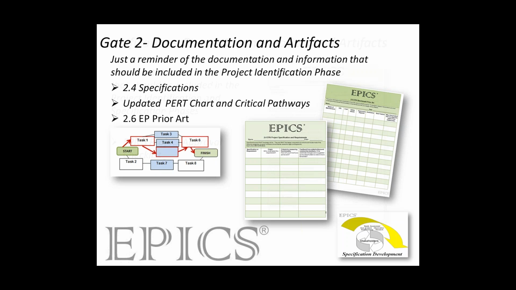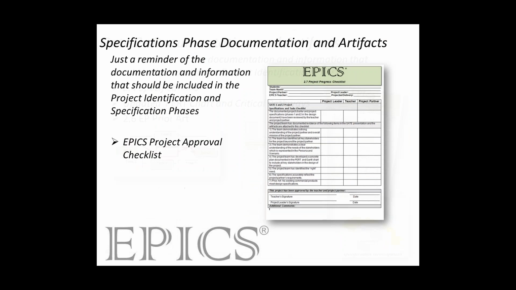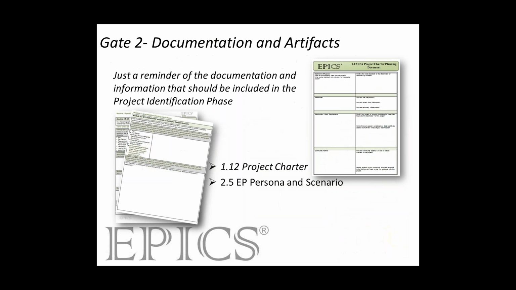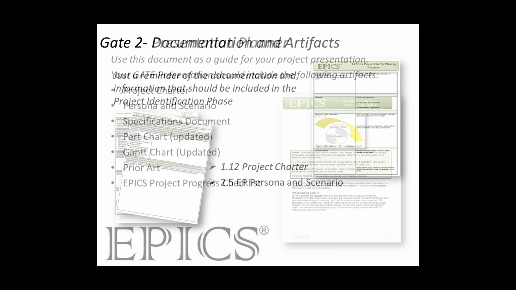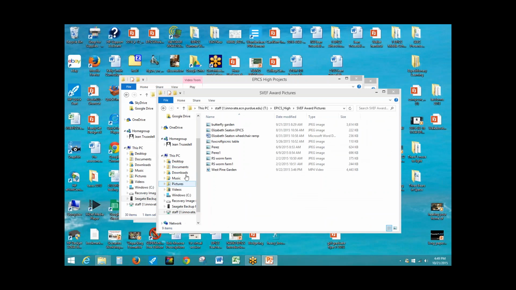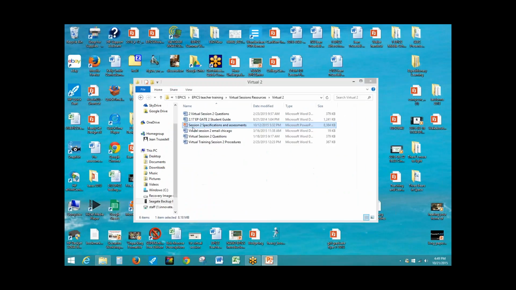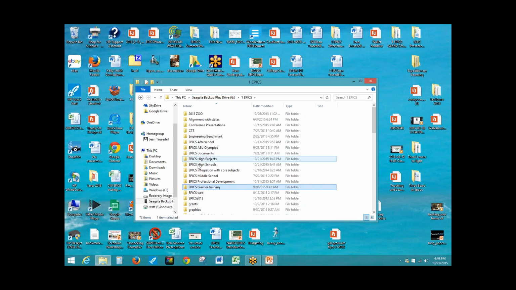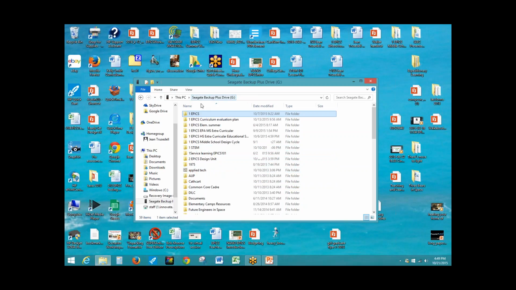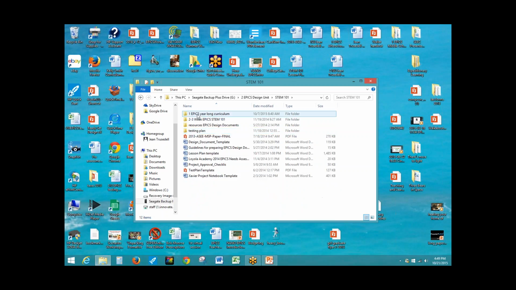Now with the Gantt chart, let me see if I can find it. I guess I don't have the Gantt chart, which is surprising. I don't know why I don't have the Gantt chart up there. I can escape and find one. Sorry, I should have thought about this, but that's okay. See how junky my desktop is.